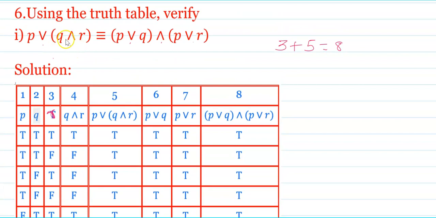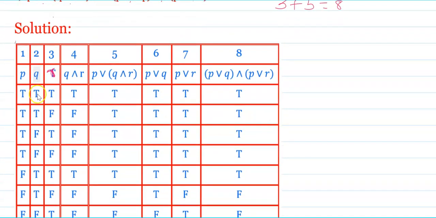Next we will find the AND between the second and the third. We find the AND between those two. T and T is T. T and F is F.